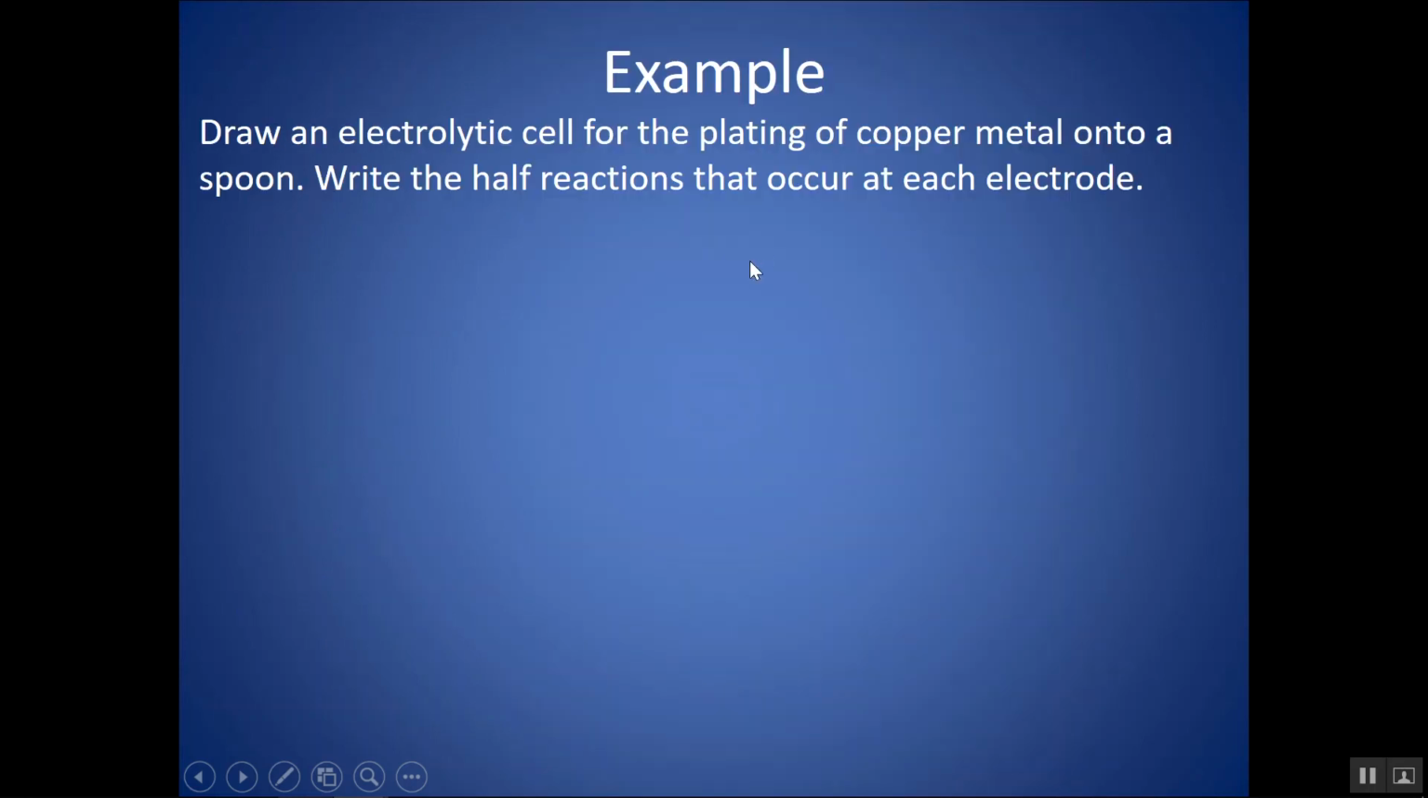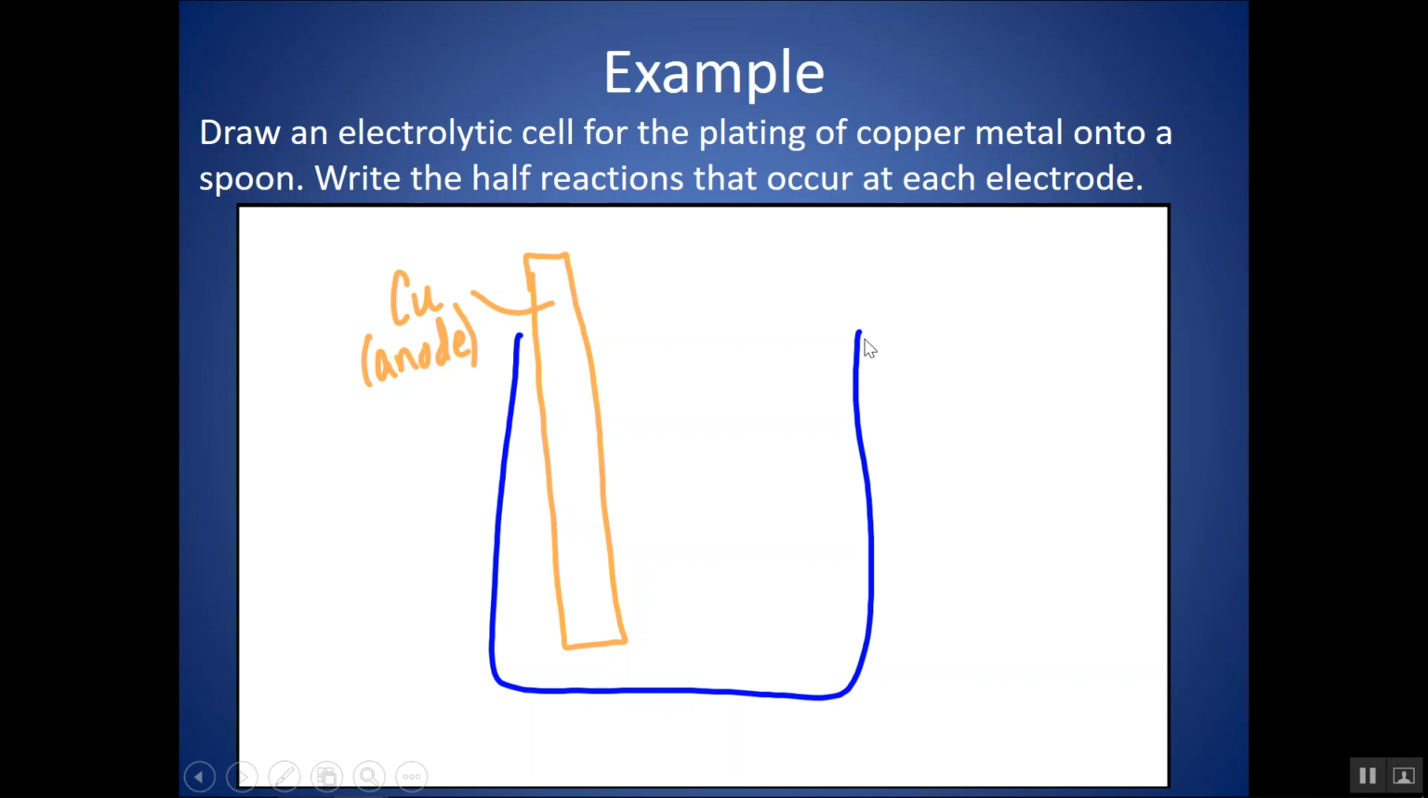So let's try to draw a diagram just like this for another situation, and this way we can practice what's going on. So take a moment, try this example, and then check your work. Draw an electrolytic cell for the plating of copper metal onto a spoon. I would need just one container for this because it's an electrolytic cell.